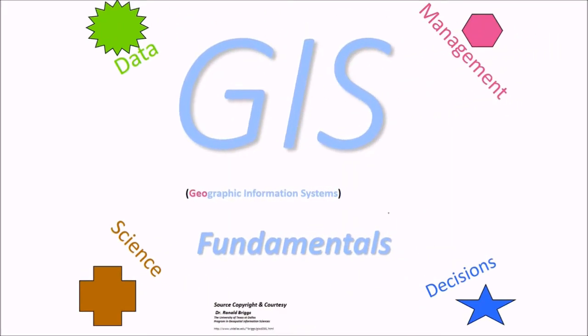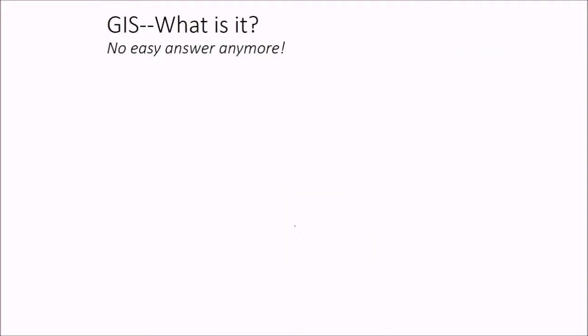So we are looking at GIS, that is Geographic Information System. GIS has data management. GIS is a science, a combination of science, and GIS supports decision making. So we'll look at various aspects of GIS.